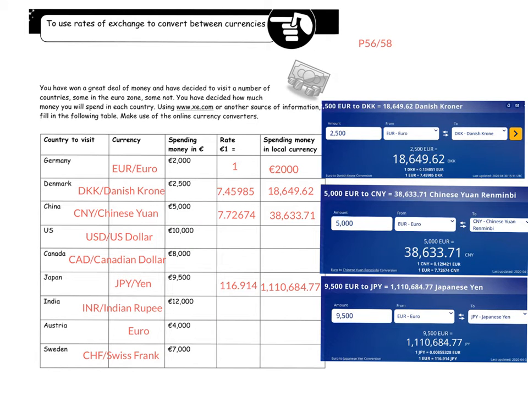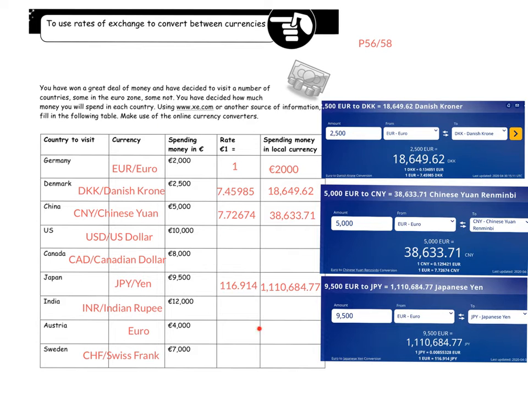Okay, so let's look at page 56 or 58. These pages are the same. They just ask you to do it twice on different days to see the different rates and how it changes. It's enough if you do it once. I picked a few examples.